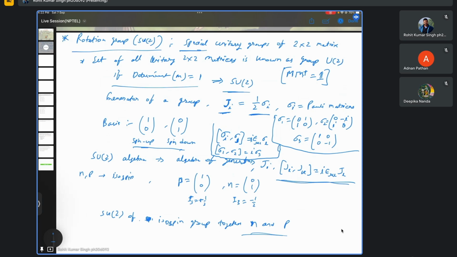Like the SU2 of spin groups together the different spin of charged particles, so spin up and spin down. So like this, SU2 of isospin groups together neutron and proton. So this is the analogy, okay?